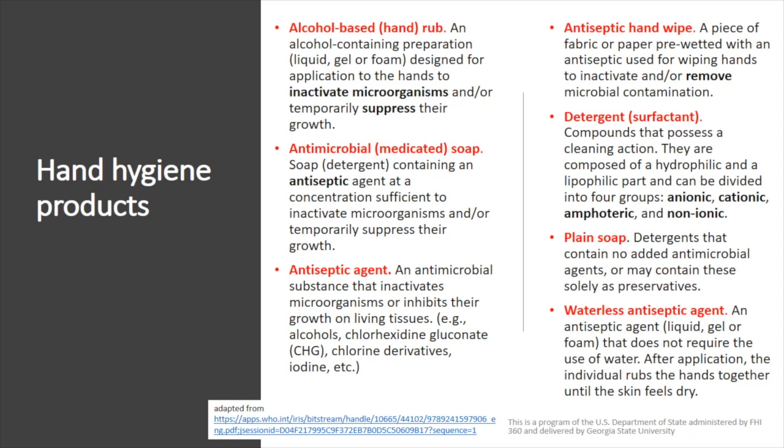Here we have definitions of different hand hygiene products. You have alcohol-based hand rub that you probably already know. That's the liquid or gels you use to sanitize your hands. You also have antimicrobial or medicated soap, that is soap or detergent containing antiseptic agent. And an antiseptic agent is a substance that inactivates microorganisms or prevents them from growing.